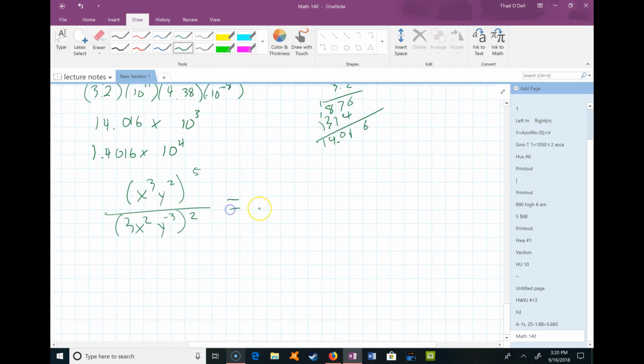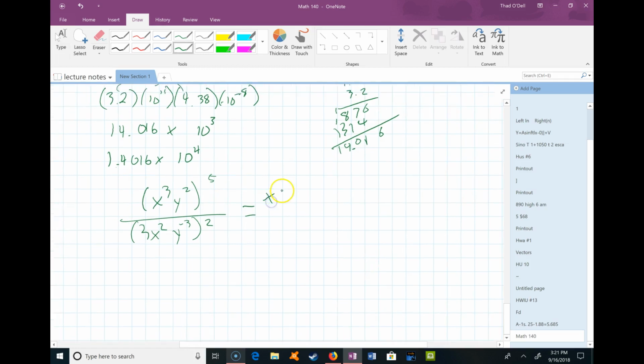So again, we could multiply this out by itself 5 times, or you could just think that in your mind and think, okay, this is x cubed y squared to the 5th, multiplied together 5 times. So that's really x to the 15th and y to the 10th. Okay? Because you can picture 5 of those multiplied together. Y squared times y squared times y squared times y squared times y squared.